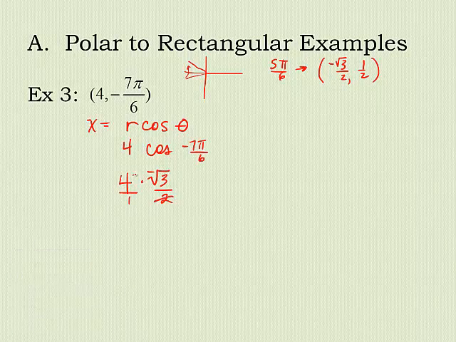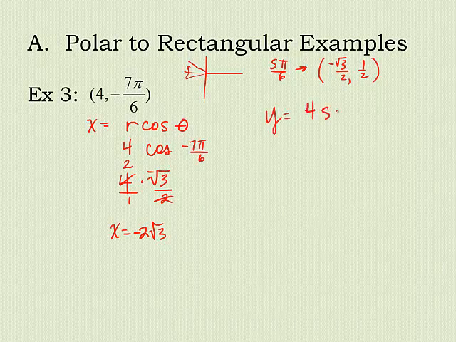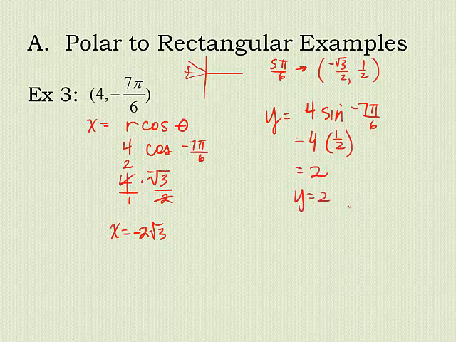Okay, and I'm going to reduce that, and I find out that x is negative 2 square roots of 3. Y is r, which is 4, times sine of negative 7 pi over 6. So 4 times sine is 1/2. That would be a 2. So y is 2. So my rectangular point is negative 2 square roots of 3, comma, positive 2.